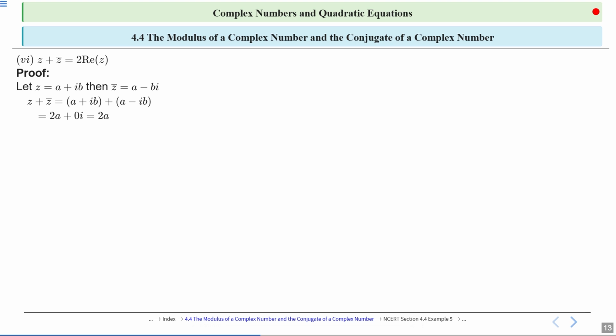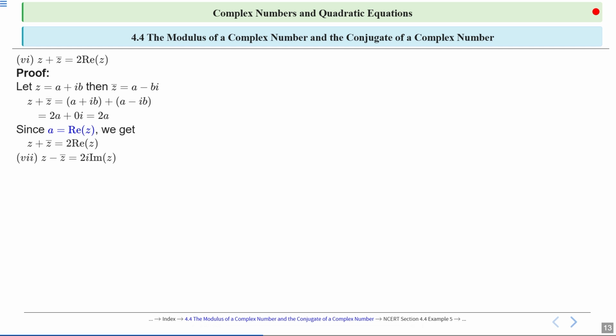When we combine the terms, we get 2 times a plus 0 times iota, which simplifies to just 2a. So the imaginary parts add up to 0, leaving only the real part doubled. Since a is the real part of z, we can write this result as z plus z bar equals 2 times the real part of z. So this shows that adding a complex number to its conjugate gives us twice its real part.